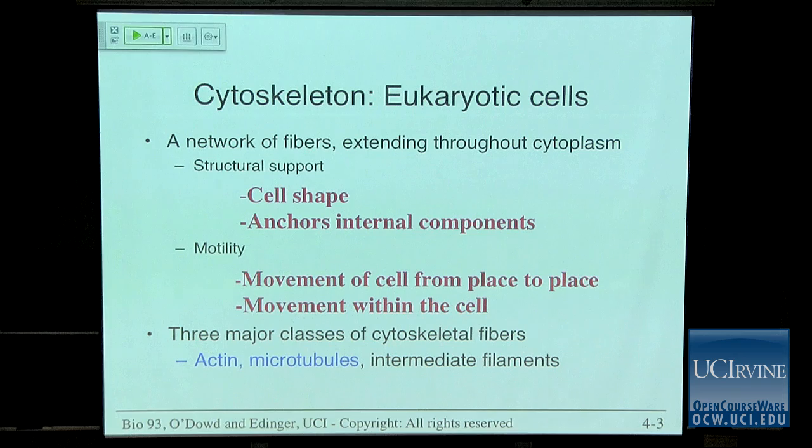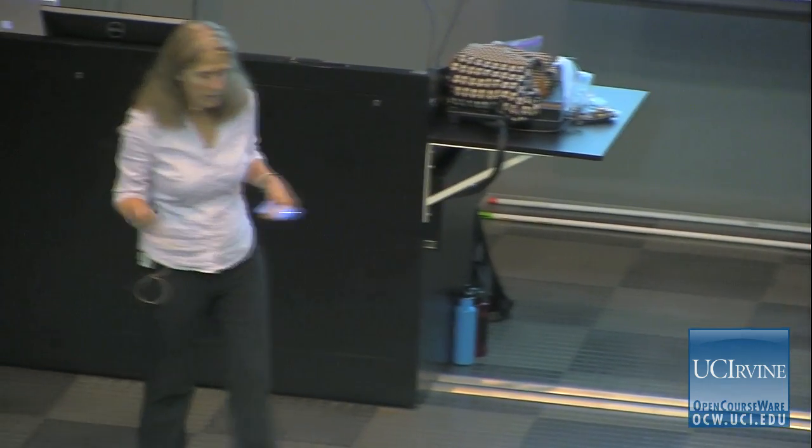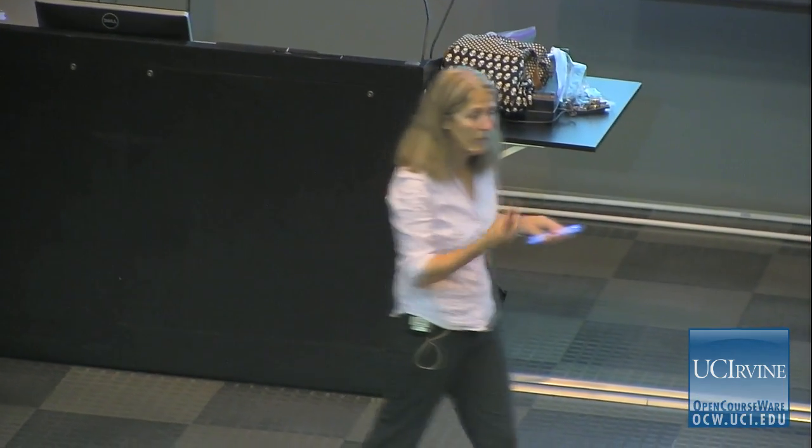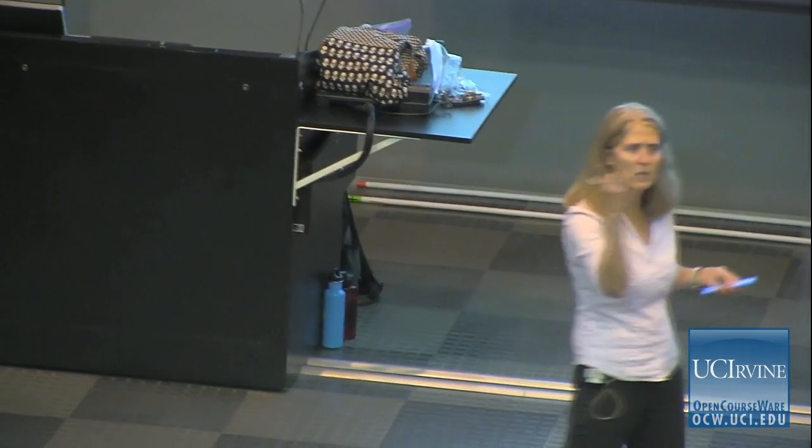Motility, what I mean by that is movement of a cell from place to place, like our white blood cell that was chasing after the bacterium, or the bacterium that was running away, or movement within a cell. So in the last lecture, we talked about a couple of proteins, like an aquaporin channel. What does that do? What's that for?